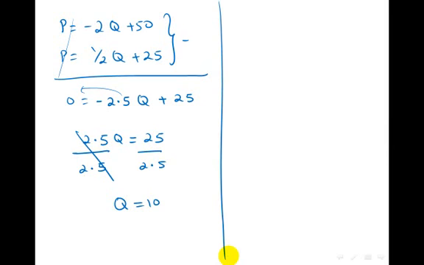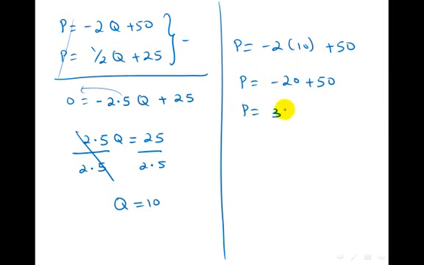To know what's the equilibrium price, you can plug in this 10 in one of these two functions. If you plug it in any equation, the answer will be the same. So let me do it with the first one. Let's say minus 2 times 10 plus 50. This would be minus 20 plus 50. The price would be 30.